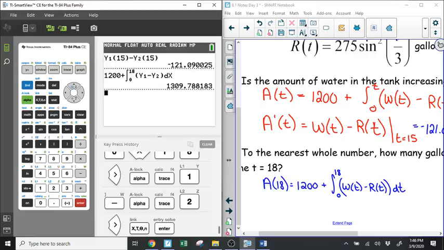Now, the number we see up there is 1309.788, but to answer the question, I would have said 1310, right? The question was, to the nearest whole number, how many gallons? And also very important that we are labeling 1310 gallons. Okay. Yes. Yep. Equivalent. Other questions?